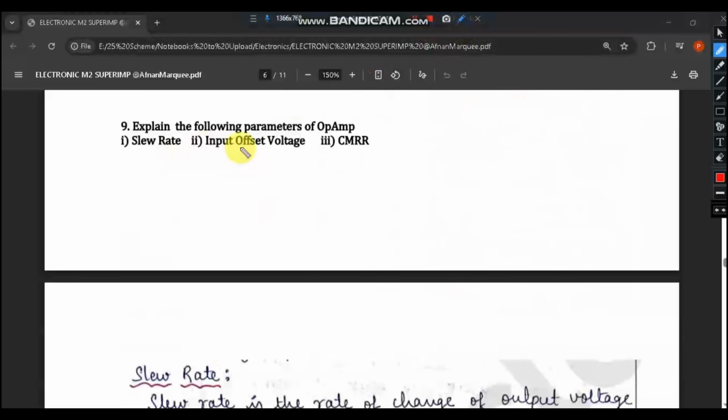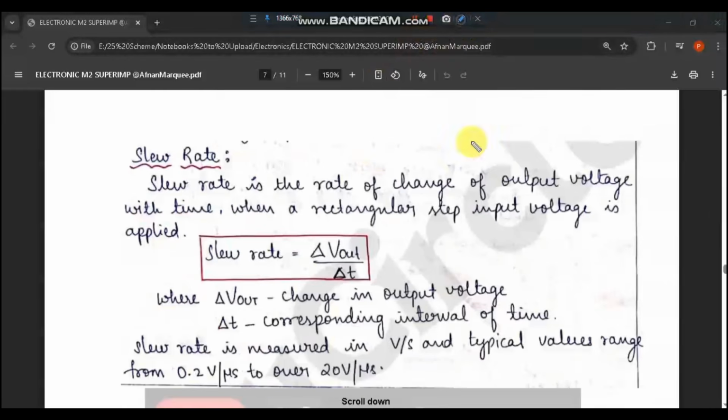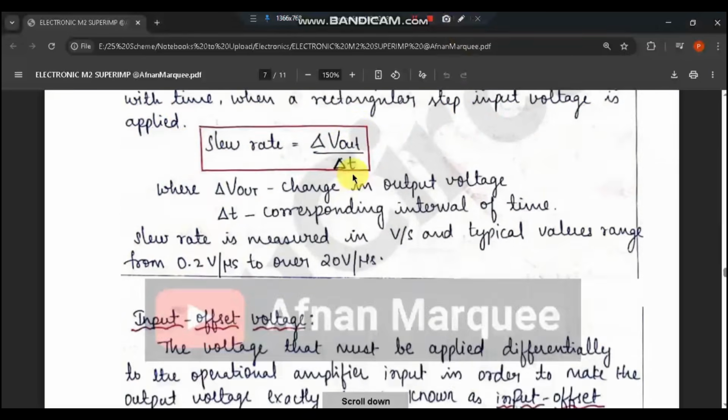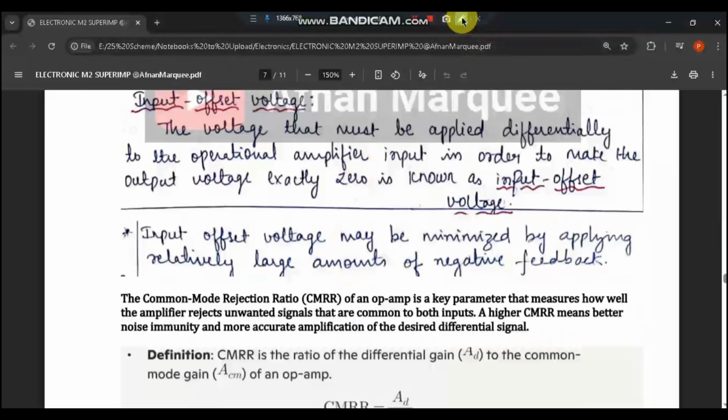Explain the following: slew rate, input offset voltage, and CMRR. Slew rate is the rate of change of the output voltage with time when a rectangular step input voltage is applied. Slew rate is V out by delta T. The next one is input offset voltage. The voltage that must be applied differentially to the operational amplifier input in order to make the output voltage exactly 0 is known as input offset voltage. Whatever input we have to give to make the output 0, that is the input offset voltage.